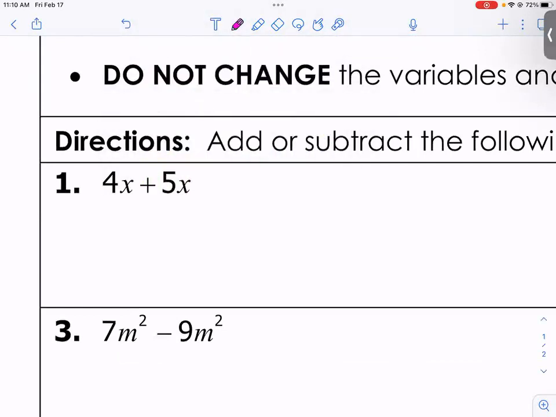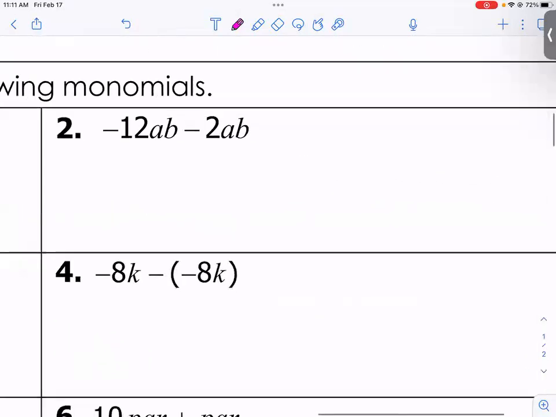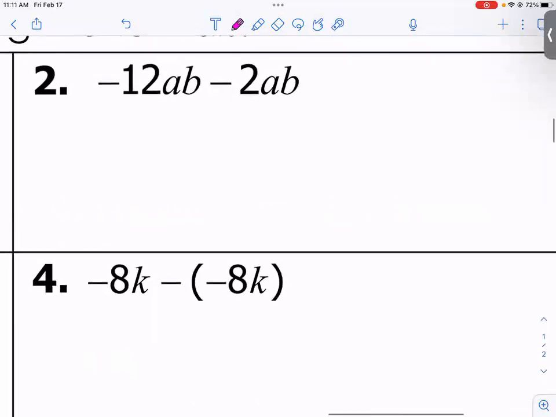So like in this number 1, we have 4x plus 5x. So we have like terms. They both are something x. And when we add 4 plus 5, we get... now the biggest thing we're just going to have to be careful with is actually adding and subtracting numbers.